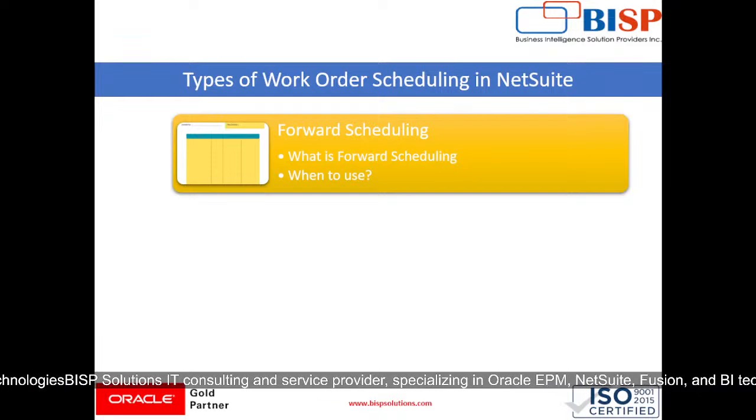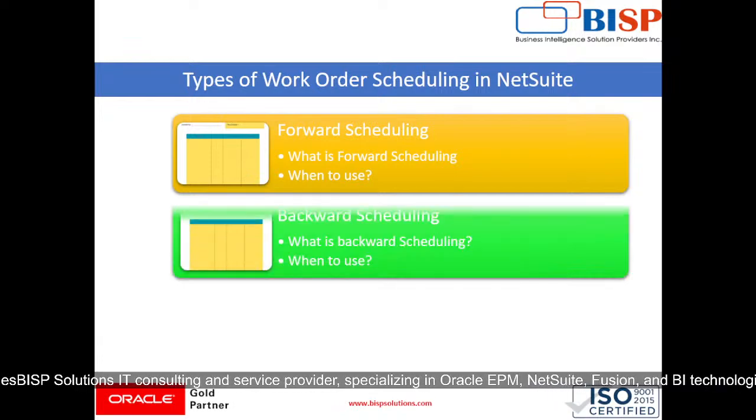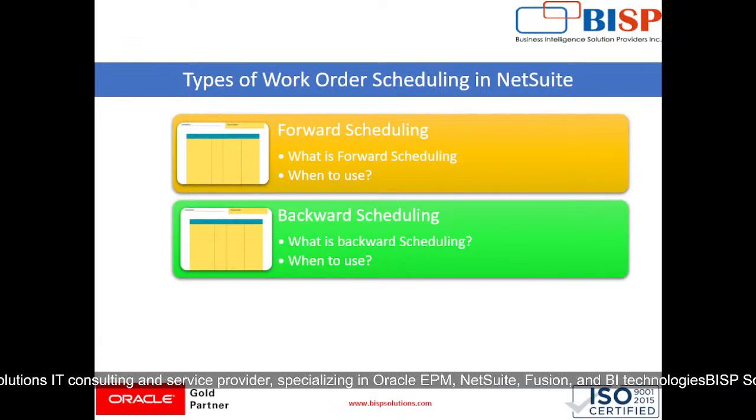Forward scheduling. Forward scheduling starts the work order as soon as possible based on available resources, and completion is determined by the time it takes to finish all operations. It is used when we want to produce goods quickly and minimize idle time. For example, if a work order is created on March 10th, forward scheduling calculates the completion date based on how long each operation takes.